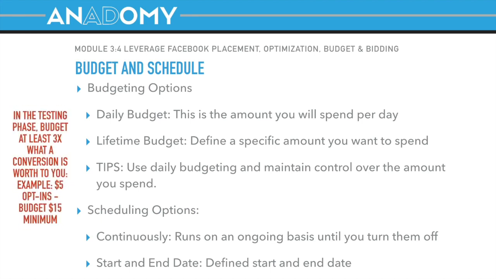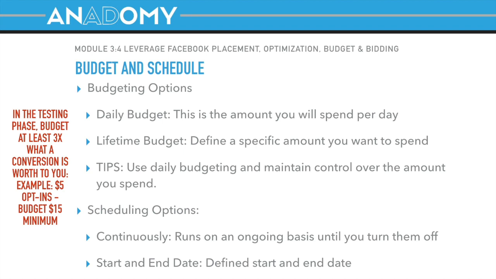Now, one more tip on budgeting and schedule. In the testing phase, budget at least 3 times what a conversion is worth to you. So for example, let's say that your goal is to get $5 conversions. If that's your goal, your daily budget needs to be at least $15 per day. This allows you to get 3 conversions per day within your daily budget to start testing the effectiveness of your campaign.